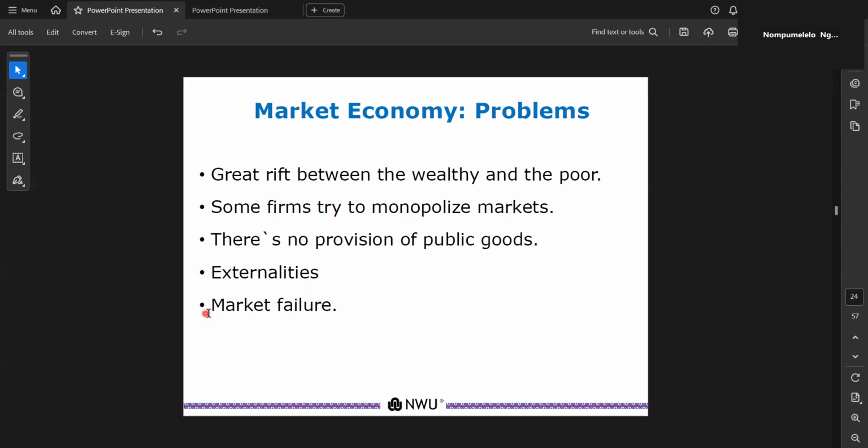Market failure. Market failure can be caused by these enterprises not being able to satisfy our needs or not being able to meet our demand. And also because there is high competition in the market economy, you might be selling something that the consumers are not demanding at all, and you might end up having to shut down your business.